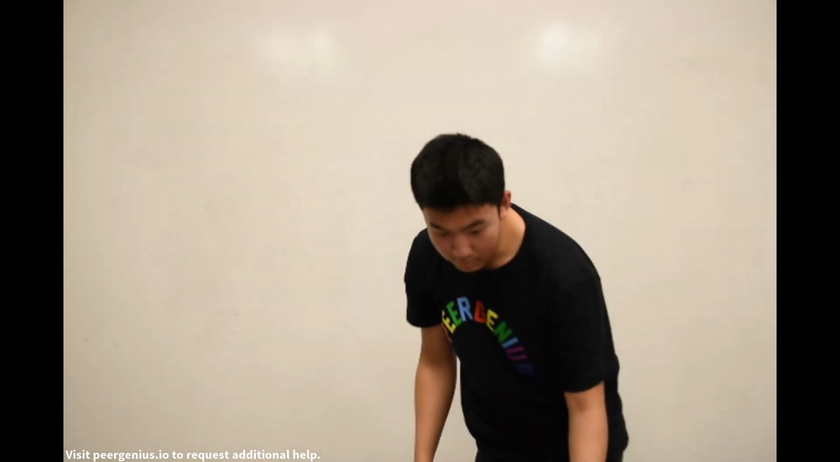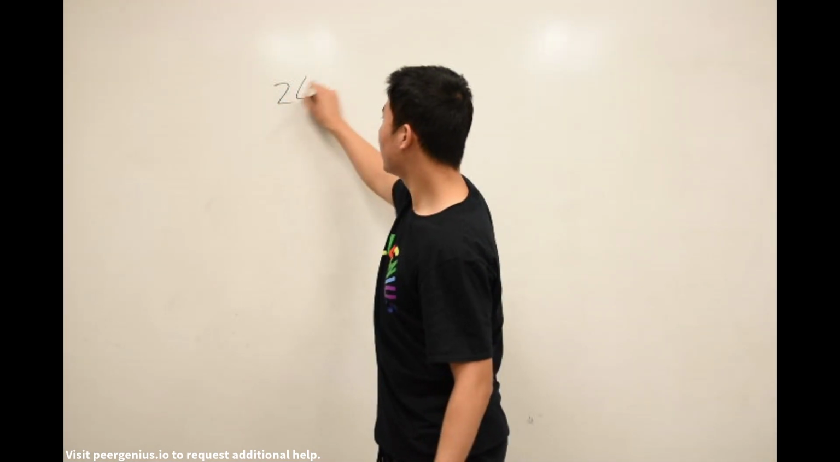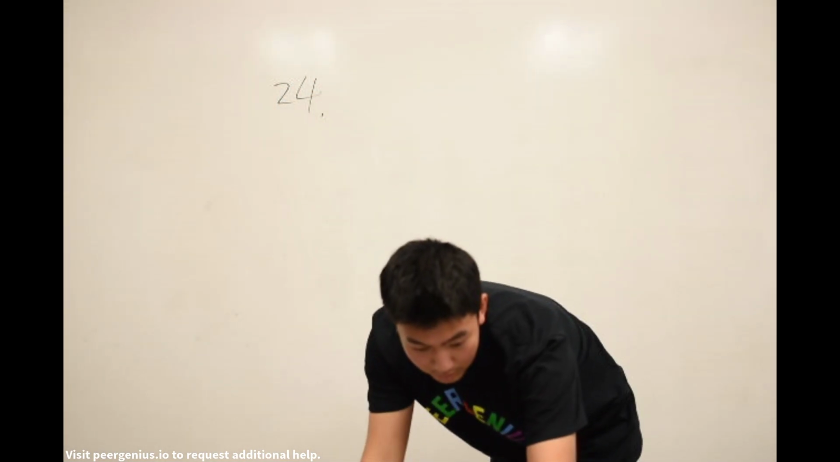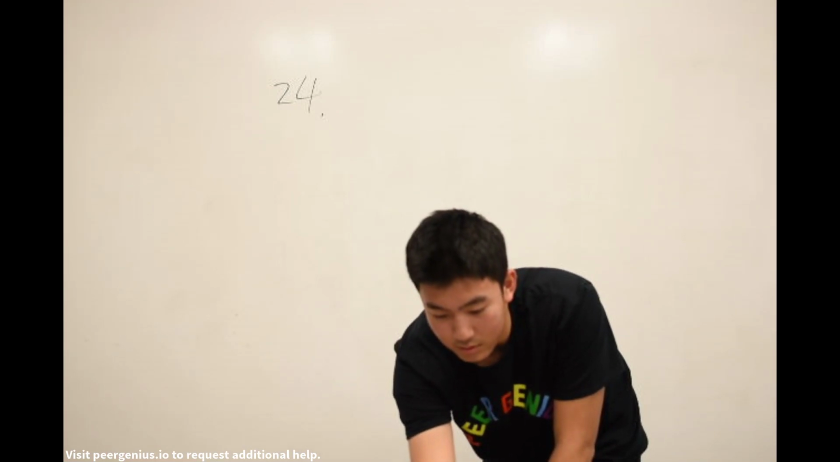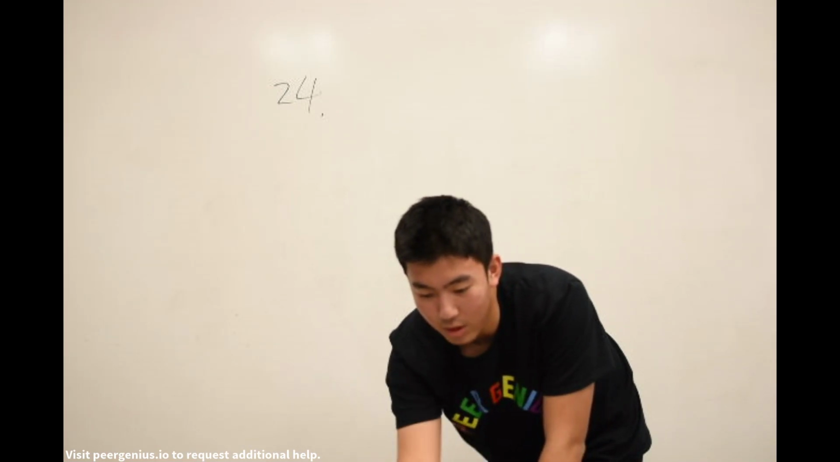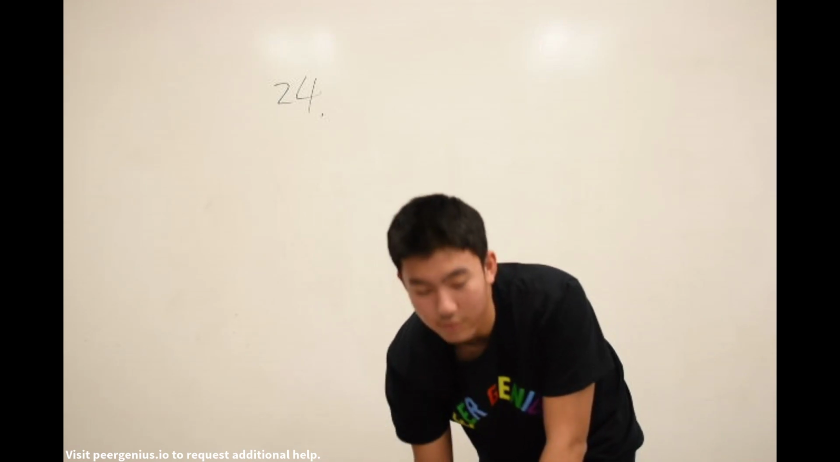Okay, so this is number 24. The question says Kevin randomly puts 3 yellow balls, 4 blue balls, and 6 green balls into 13 boxes ordered from 1 to 12, but it's supposed to be 13. There's a typo in the question.